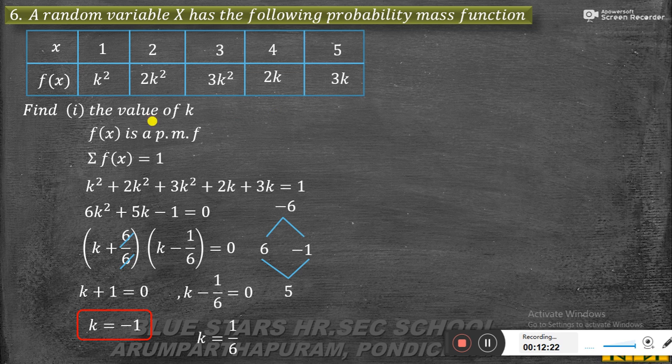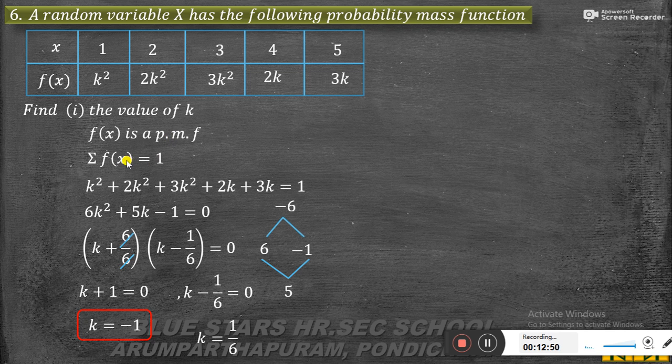So you see now we calculate the value of k. Since f of x is a probability mass function, because here they gave that the following random variable x has the following probability mass function. So f of x is a probability mass function. Probability mass function means total probability equal to 1. This is the condition for probability mass function.